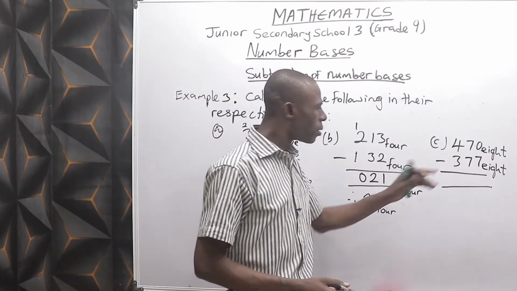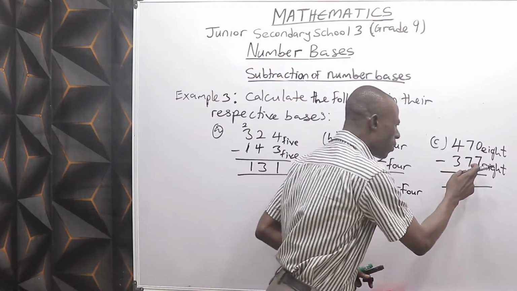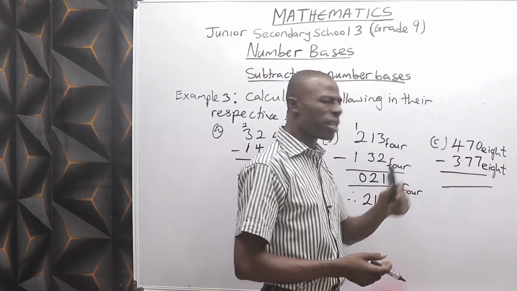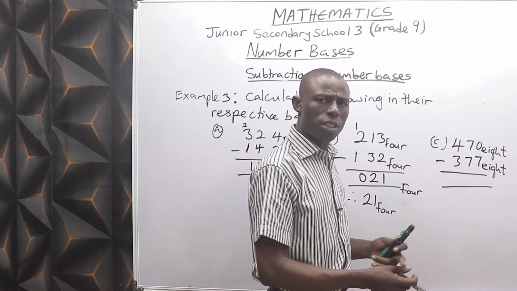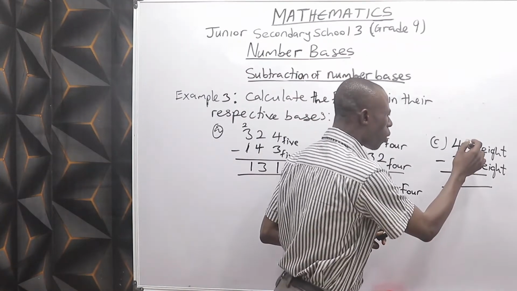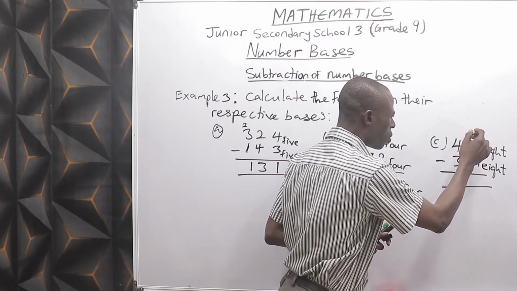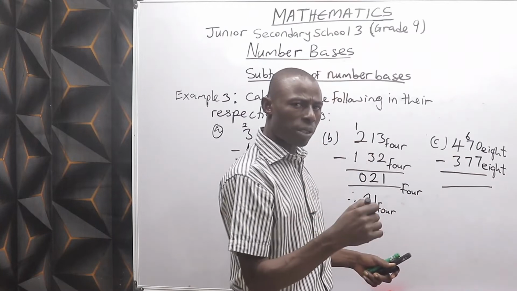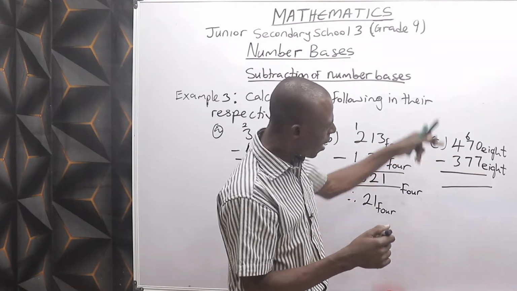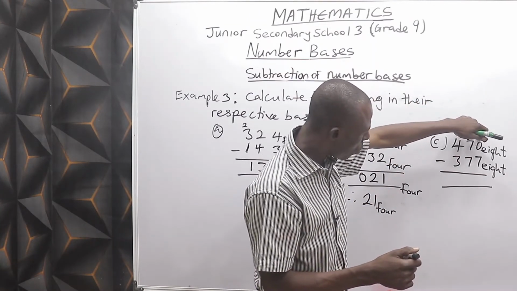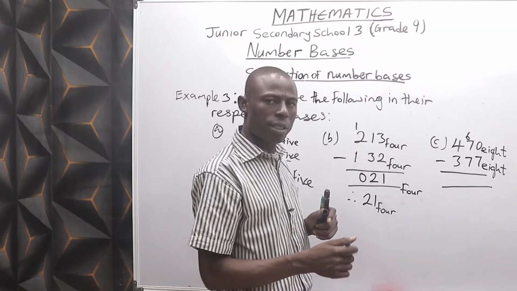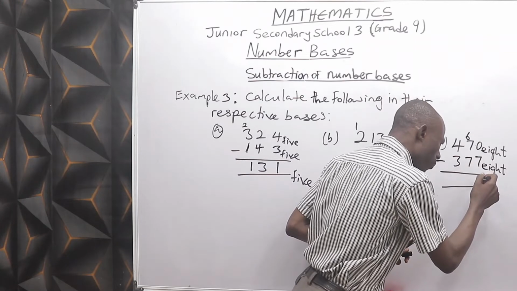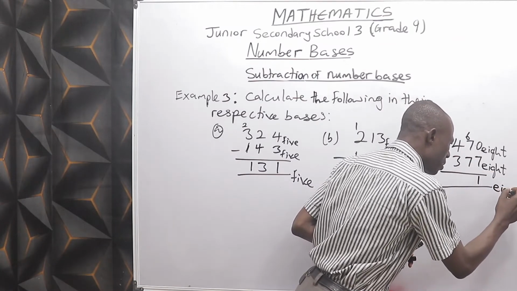And lastly, subtract 7 from 0. We are subtracting these in base 8. As it is not possible, we borrow 1 from this 7. So the 7 remains 6. The one we borrow turns to our base, which is 8 here. Add 8 to 0. That is 8. Still, subtract 7 from 8. We have 1 in base 8.